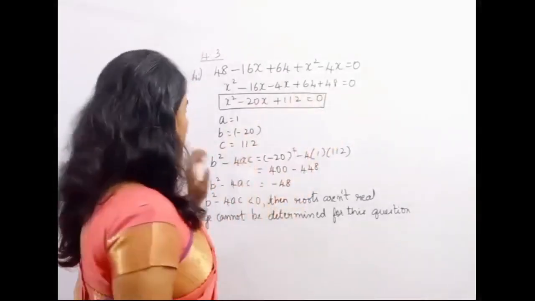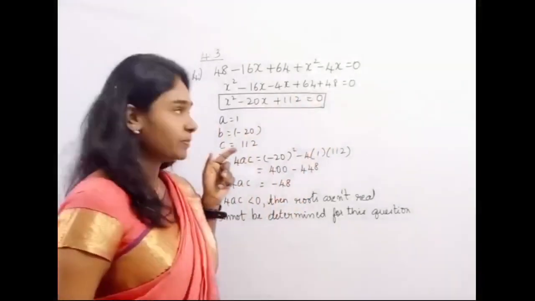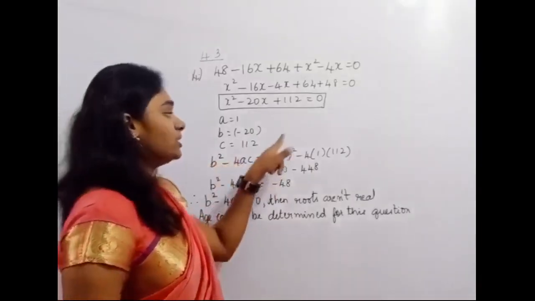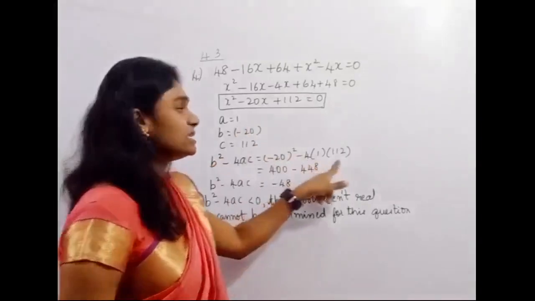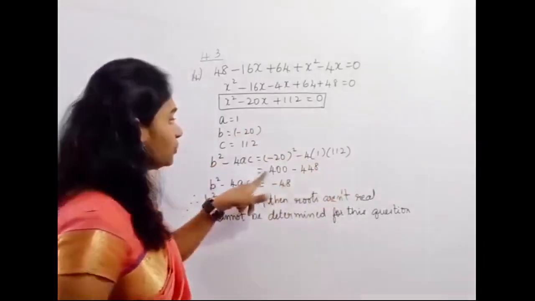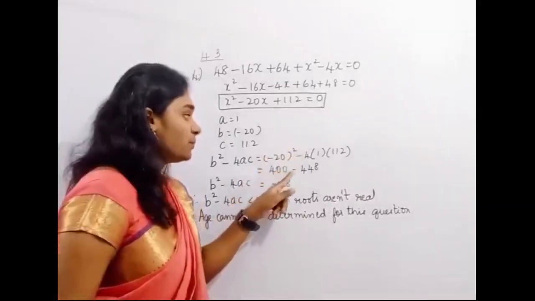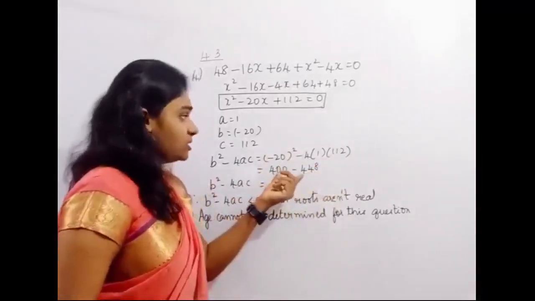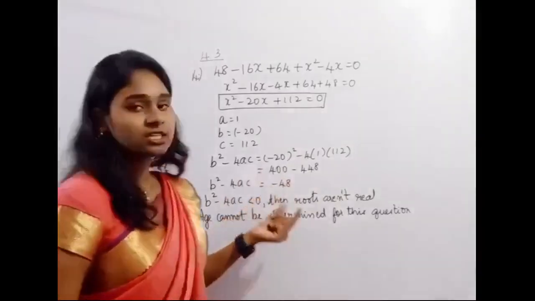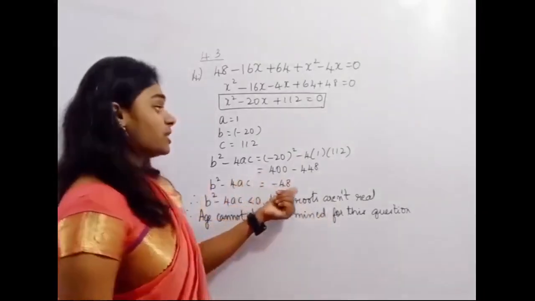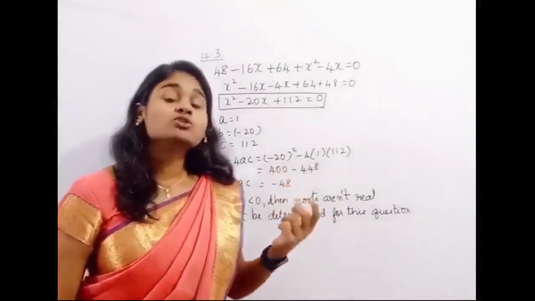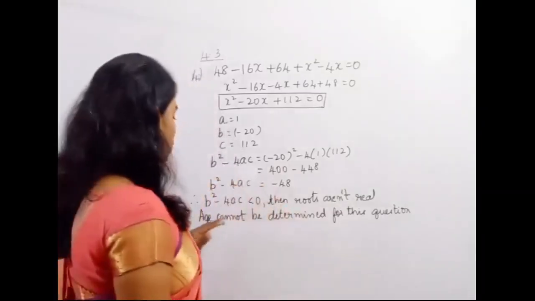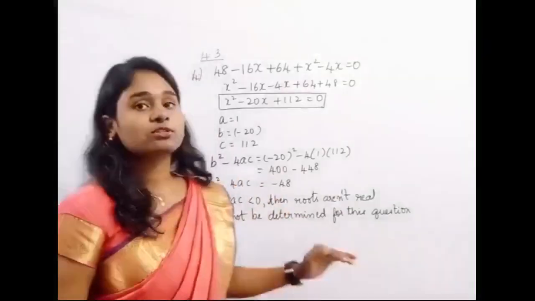Now writing down the values of a, b, c from the quadratic equation that we have got, and substituting that in b square minus 4ac, we get minus 20 the whole square, which is b square, minus 4 into 1 into c, which is 112, which is equal to 400 minus 448. Now if you could see, this b square minus 4ac is equal to minus 48, which is lesser than 0. So we can say that the roots are not real for this quadratic equation. So therefore the age cannot be determined for this.